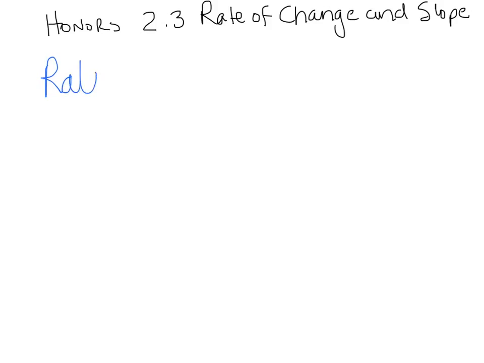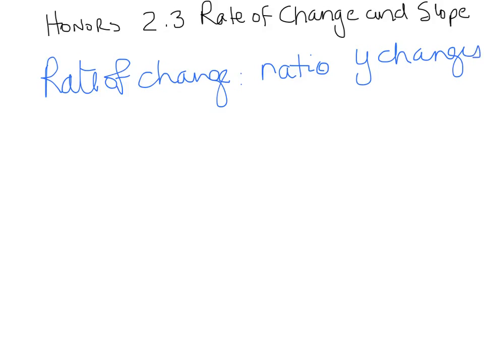Your rate of change is how one variable changes compared to the dependent variable. So rate of change is the ratio of how maybe y changes, if that's your dependent variable, to x change. Okay? And I say rate of change when I'm talking about maybe real-world examples, like how the temperature changes with time, sorts of things, okay?